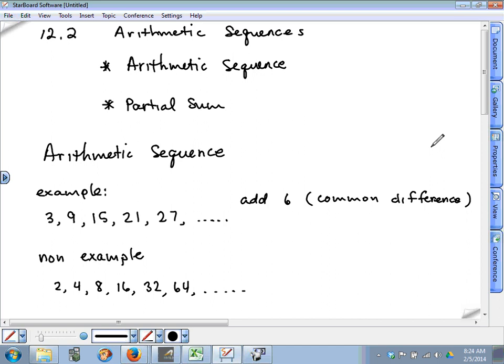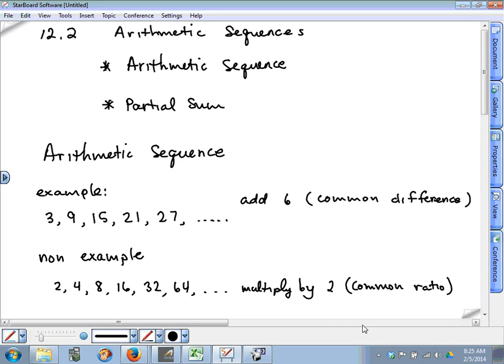Now, it's not that this non-example doesn't have a pattern. It's just a different type of pattern. What's the pattern here? Here we're multiplying by 2. That's what's referred to as a common ratio. And we'll study that actually in 12.3. If it has a common ratio, that's a different type of sequence called geometric.